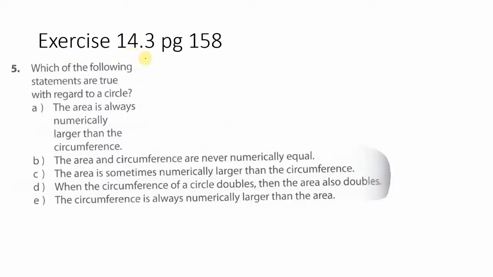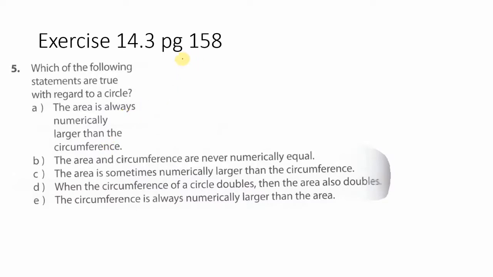Exercise 14.3, page 158, number 5. Which of the following statements are true with regard to a circle? A: The area is always numerically larger than the circumference. Okay, so let's first get our formulas in place.